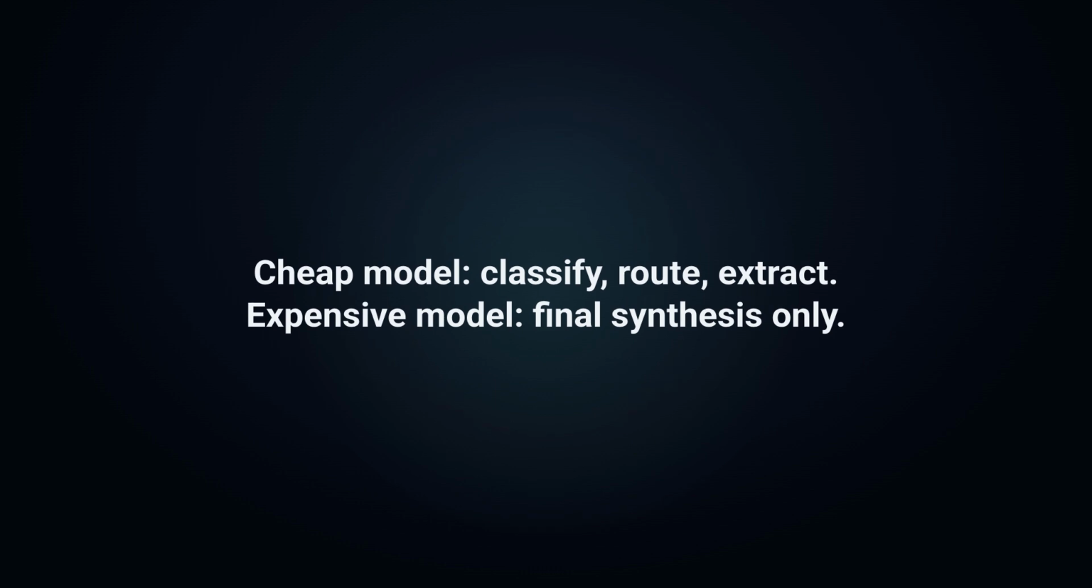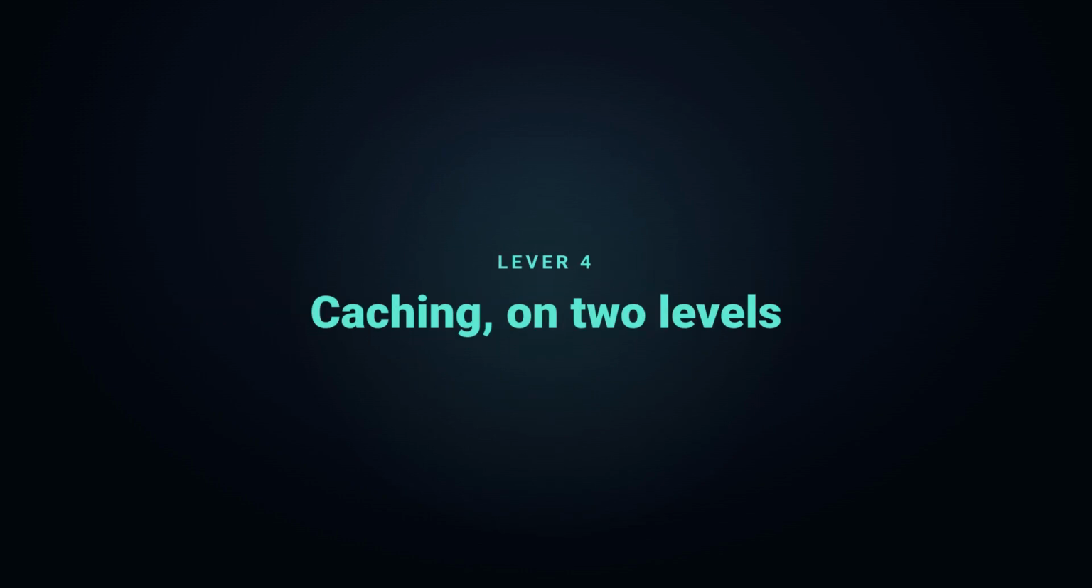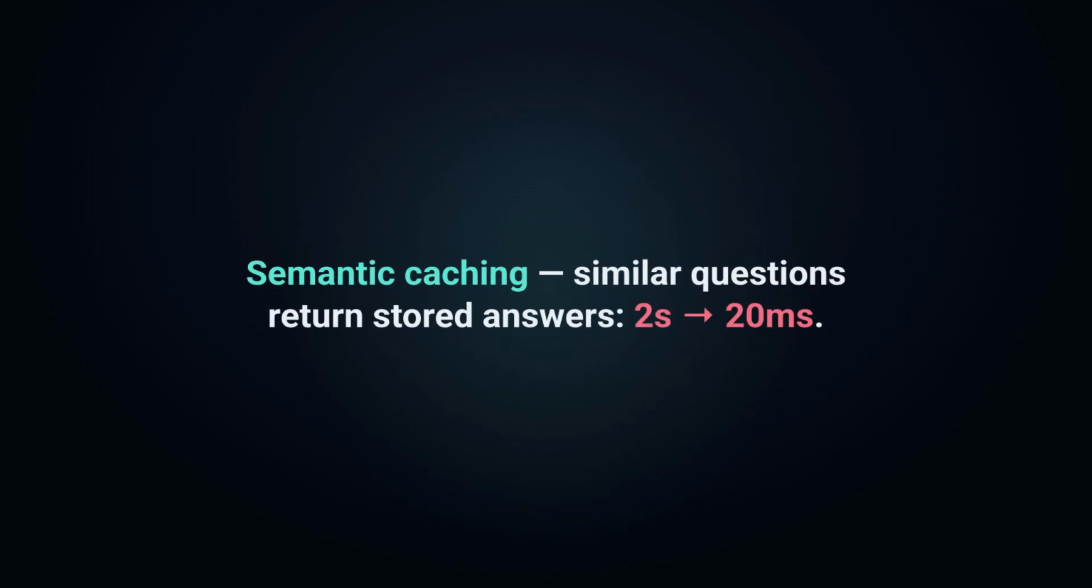Caching is your next lever, and it operates on 2 levels. First, there's prompt caching, which providers like Anthropic and OpenAI now support natively. By marking your stable system prompt and tool definitions as cacheable, you pay full price once and a fraction of that on every subsequent call within the cache window. Second, there's semantic caching for entire responses. If 3 users ask, "What's your refund policy?" in slightly different words, you shouldn't hit the model 3 times. A vector-based semantic cache recognizes the similarity and returns the stored answer instantly, turning a 2-second call into a 20-millisecond lookup.